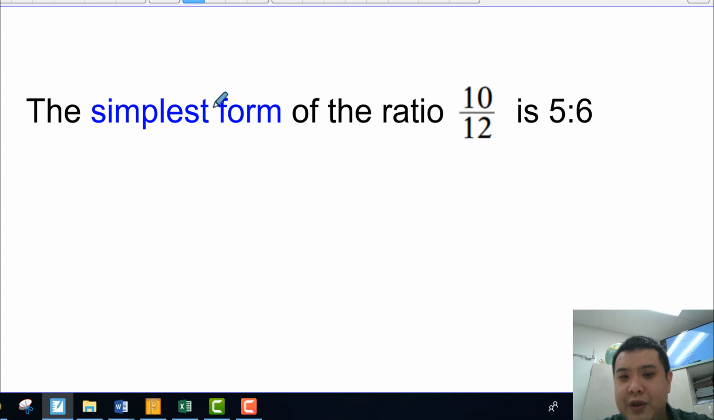Now, the simplest form of the ratio 10 to 12 is 5 to 6, okay, because we like to use whole numbers if possible. We don't always have to, but it's easier if we use whole numbers. And in addition, 5 and 6 have no common factors. Okay, so it's like simplifying a fraction. The simplest form of a ratio is when both of the terms inside the ratio have no common factors.